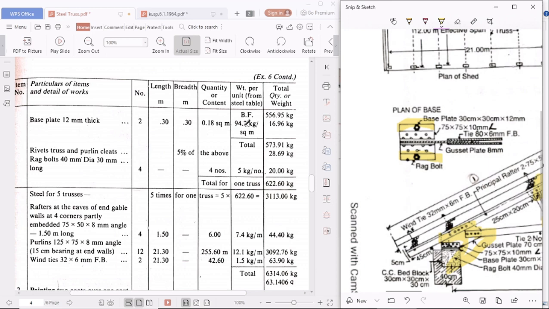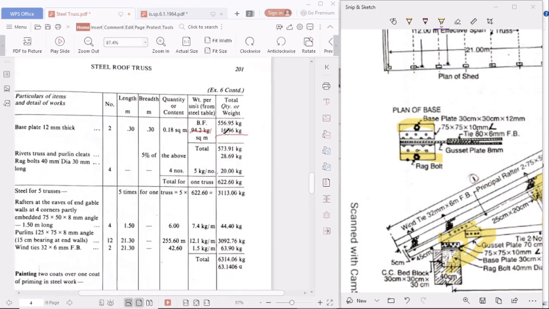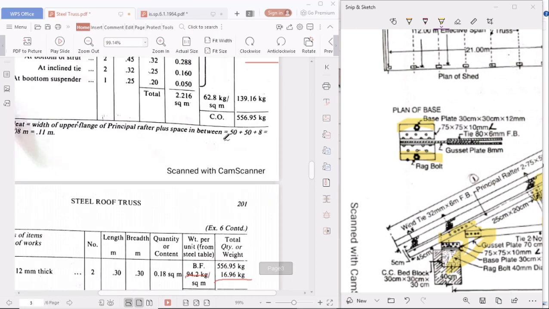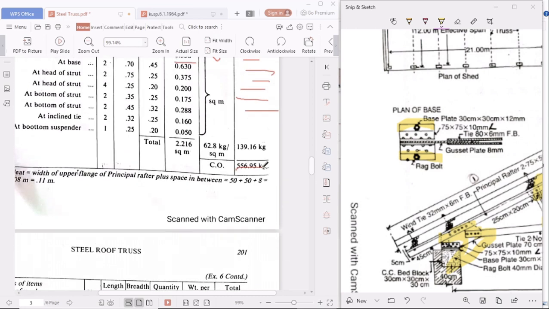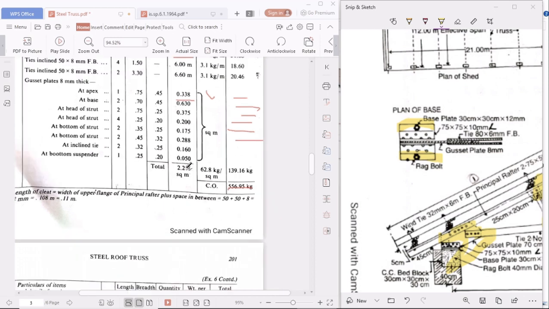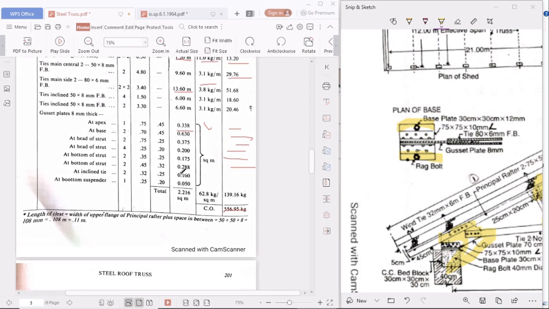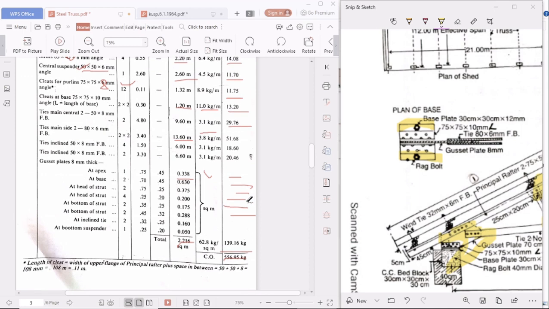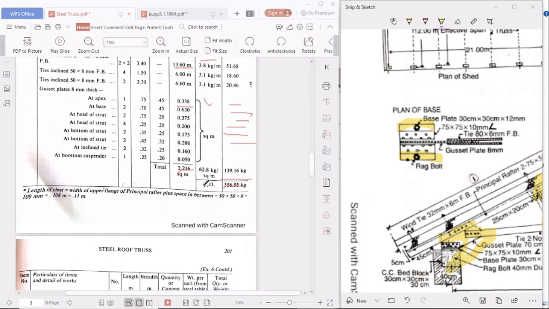So there are two numbers. So length is 30, breadth is 30, thickness is 0.18. So multiply, take the weight per unit, so multiply it by 16.96 kg. Okay, for the base plate. This 556.95 is nothing but the total number of gusset plates. Okay, so after this gusset plate, make this total 2.216, multiply with the weight per unit, that is 62.8, you will get 139.16. So the total steel till now, okay, it is 556.95 kg.